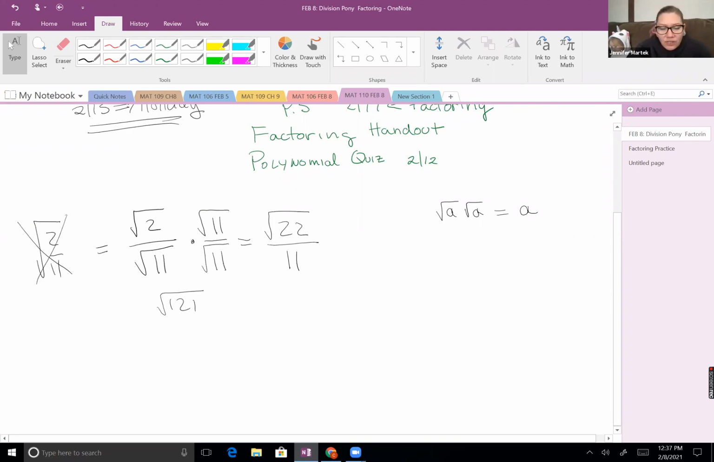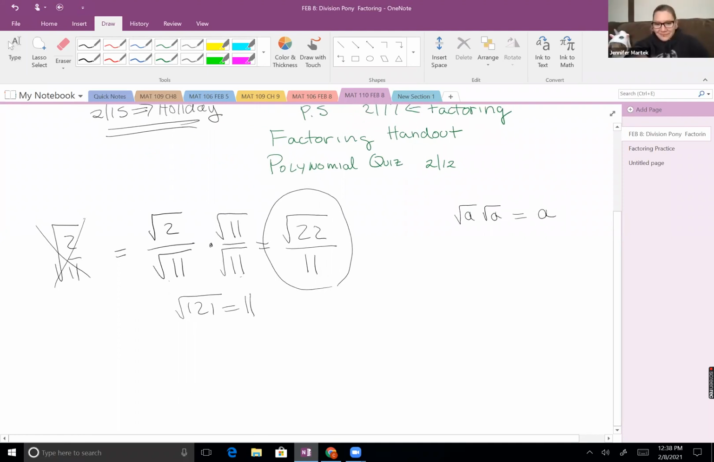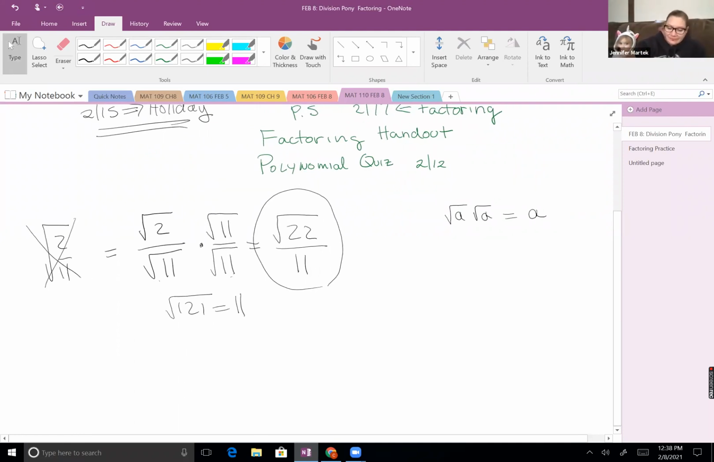Okay? So then the answer to that is the square root of 22 over 121 or 11? Over 11. Because over here, where I took radical 11 times radical 11, it is radical 121, which is just 11. Okay. Does anybody want to look at anything else from any of the past homeworks?